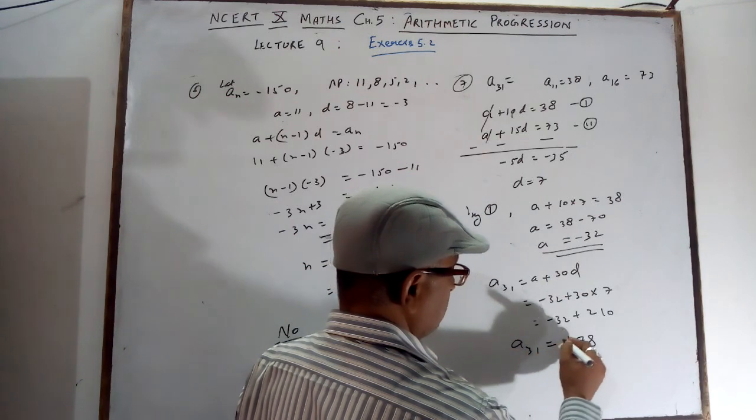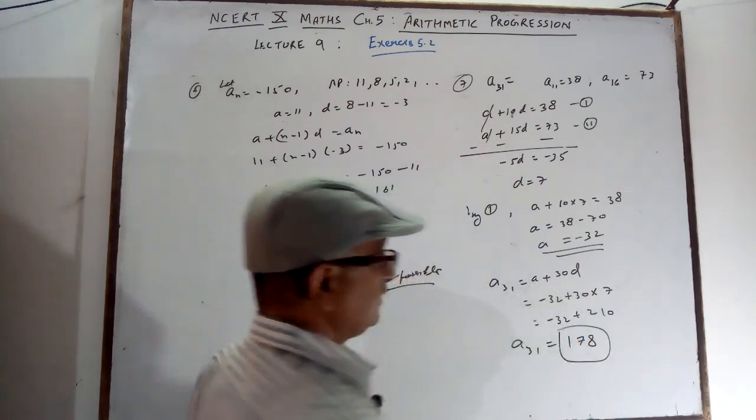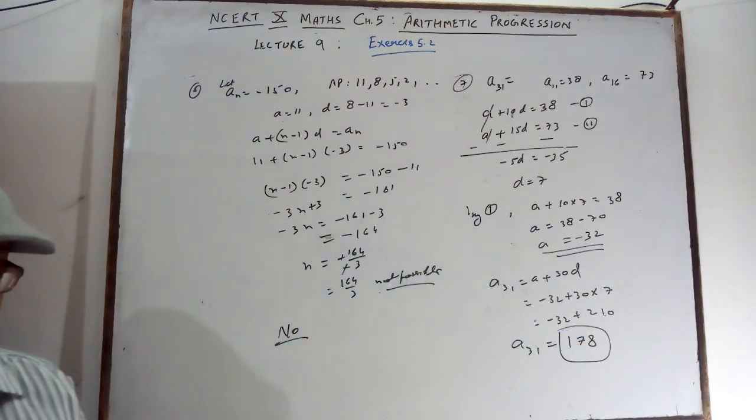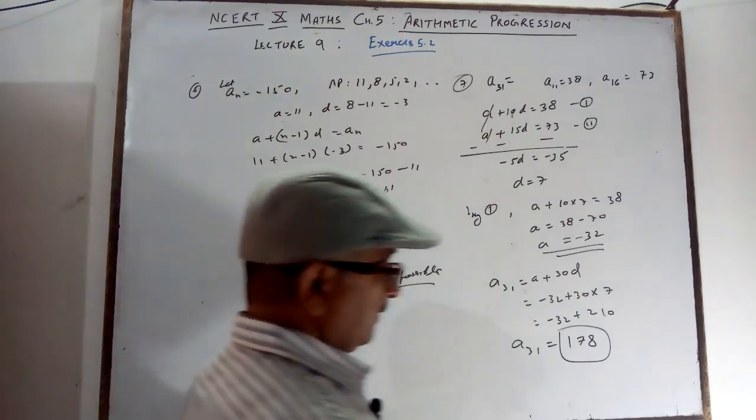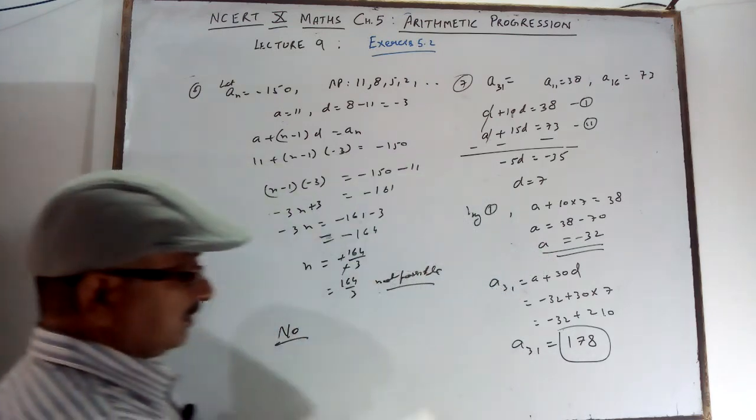A31 means the 31st term of this AP is 178. Very easily you are getting this 178.